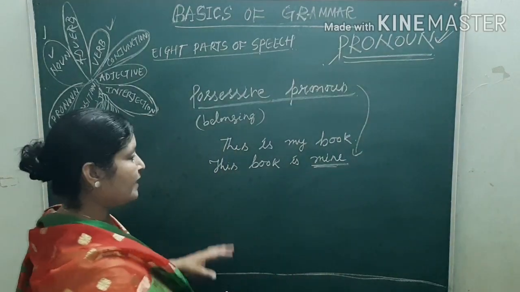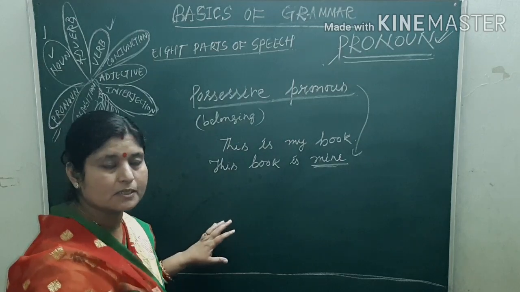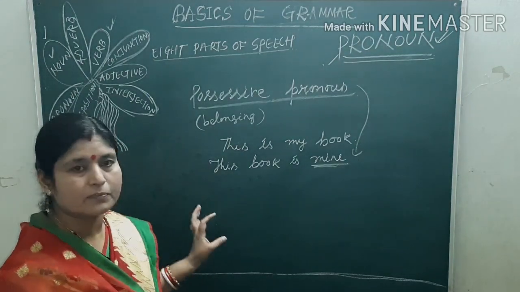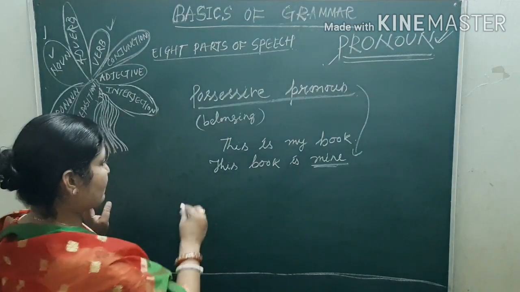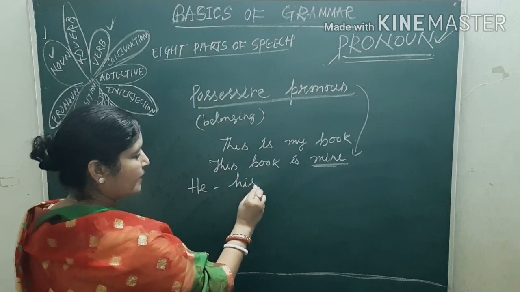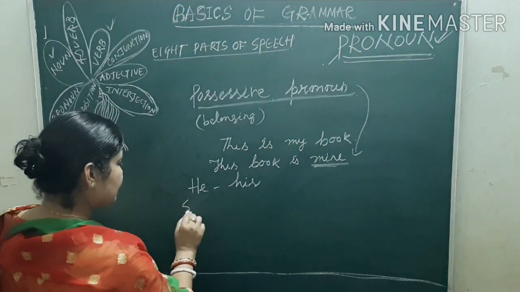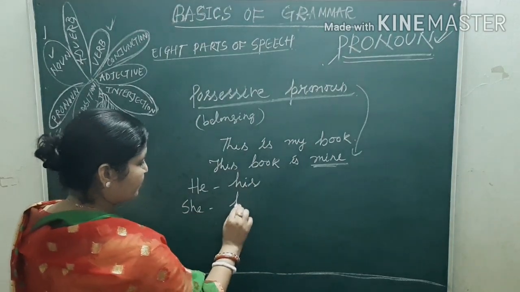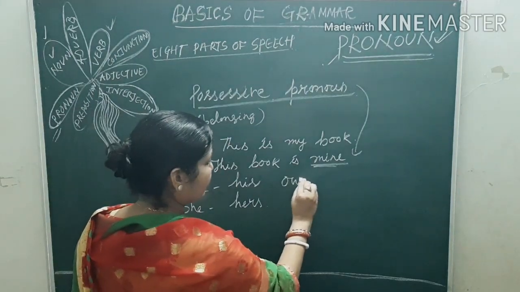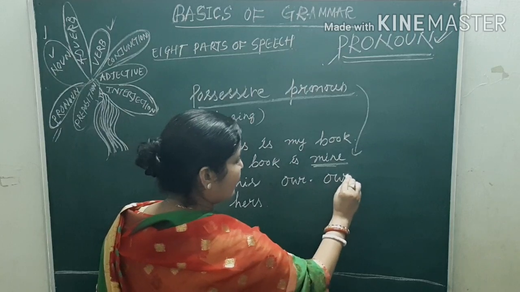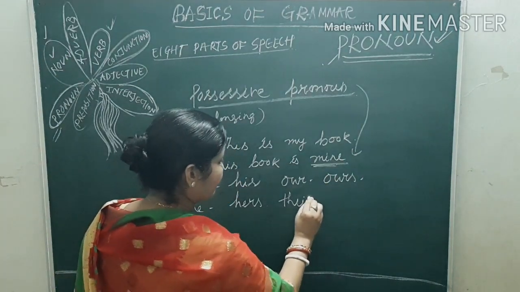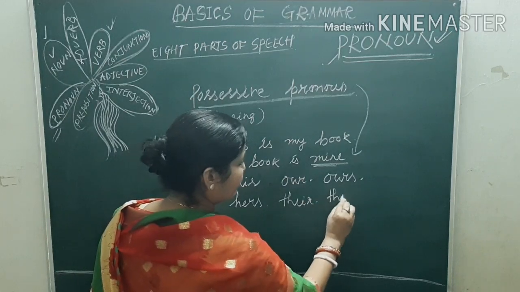In the same way, in first person, second person and third person, we can use different kinds of possessive pronouns. For example, if it is he, then the possessive pronoun will be his. If it is she, then the possessive pronoun will be hers. If it is our, then the possessive pronoun will be ours. If it is their, then the possessive pronoun will be theirs.